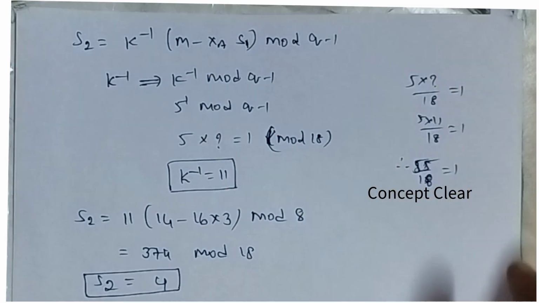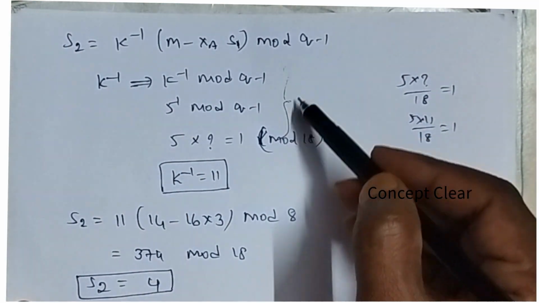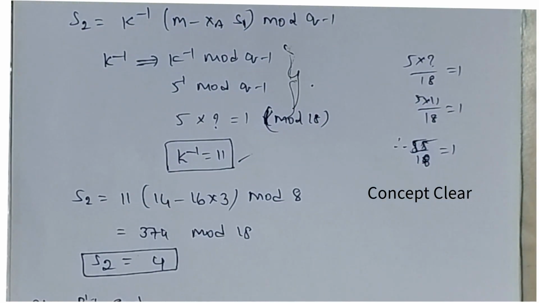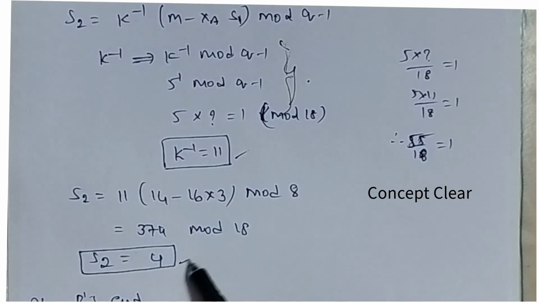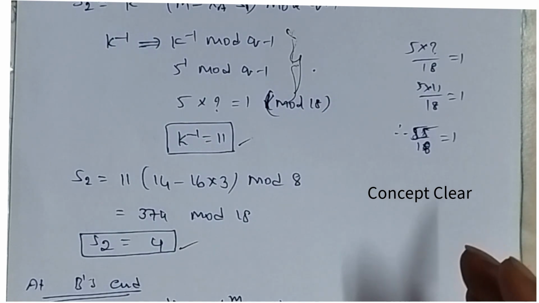And what is the s2 value? For s2 we have to use the formula. Using the derivation of the formula, finally we are getting k inverse as 11. If we implement the same in s2, we are getting s2 equals 4. Now this is the sender side, so we are generating the signature s1 and s2.